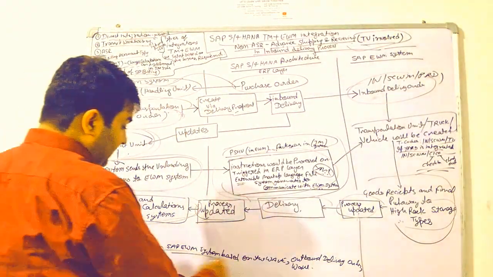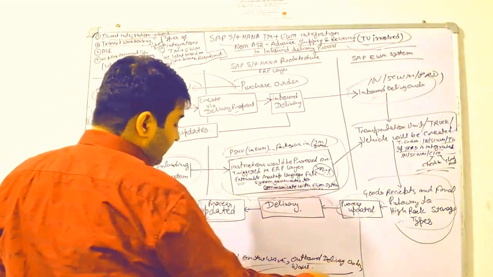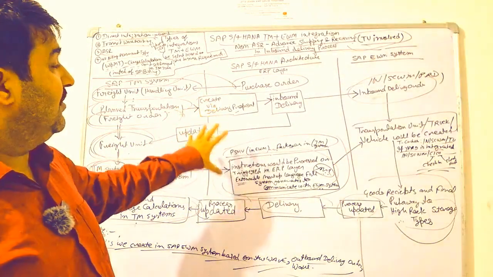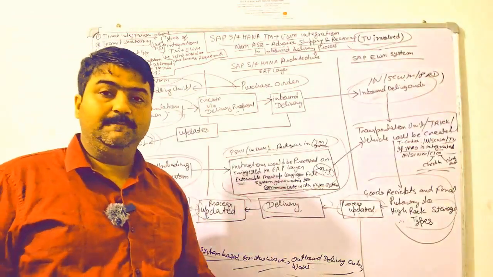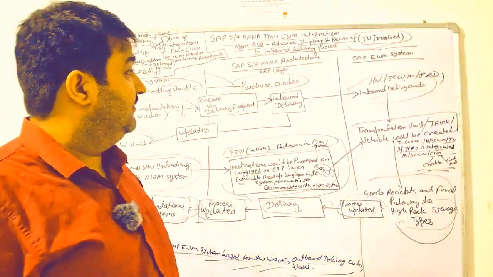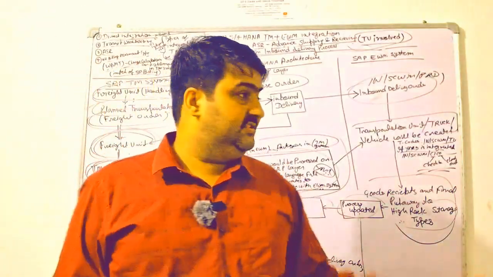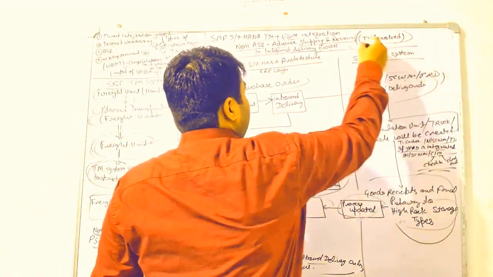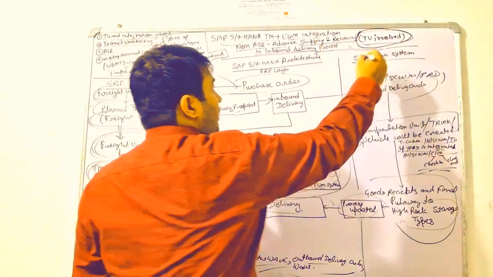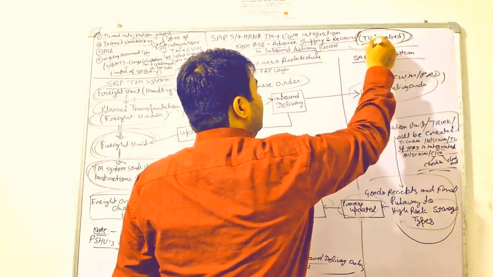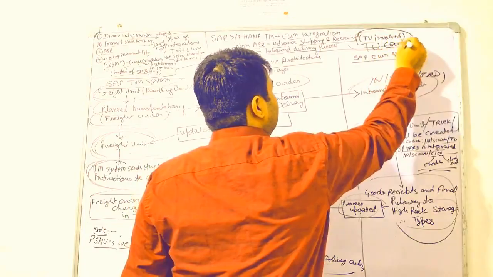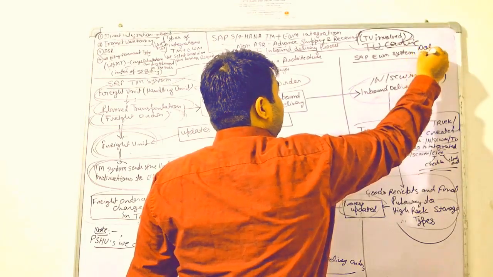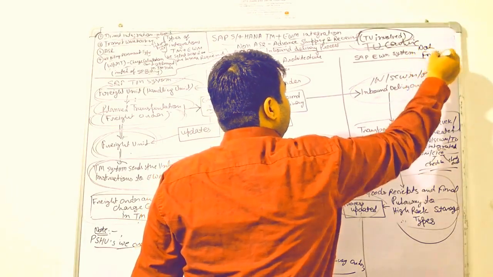Here I put a note: PSHU we create in the SAP EWM system based on the wave, or we have the deliveries or waves. So this is the basic architecture of the non-advanced shipping and receiving. In advanced shipping and receiving, we have more processes. So this is a non-ASR process. That's why in the bracket I put TU involved, or I can say TU centric, not freight order, freight unit.